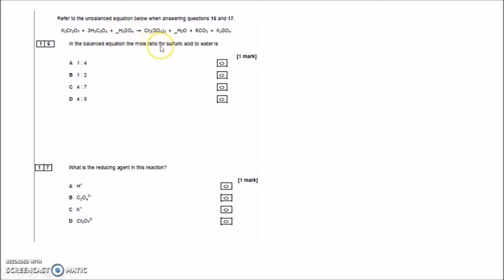In the balanced equation, the mole ratio for sulfuric acid to water, so I've got 4 sulfuric acid, so it must either be 4 to 7 or 4 to 9. It must either be C or D. So the question is, have I got 7 waters or 9 waters? Well, now I've got 4 in front of here. I could work out the H's: 3 twos are 6 H's, 4 twos are 8 H's, 6 add 8 is 14 H's. I've got 14 H's on the left hand side. How many H's have I got on the right hand side? Well, the H's only appear in the water, so I must have 7 twos of 14. It must be 4 to 7.